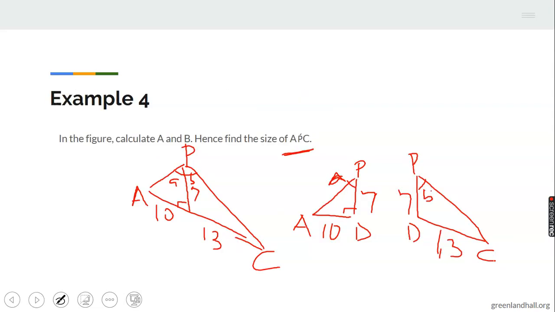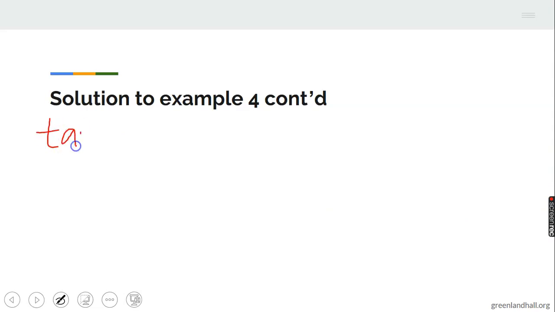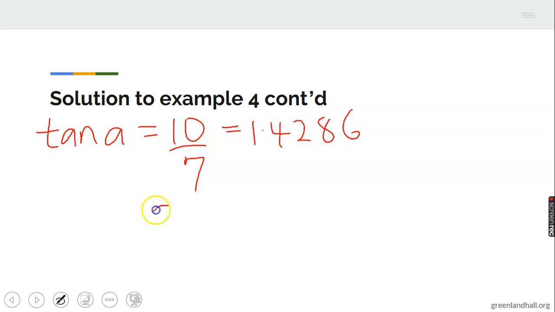Now, let's start with the first one. I'm picking this now for the first, to calculate A. So we have where the angle is facing. So 10 will be your opposite side, and 7 will be your adjacent side. So we have opposite and adjacent. What are we going to use there? Tan. That is tan of small a, the angle, equals opposite, which is 10, over adjacent, which is 7. 10 over 7 will give us 1.4286. Now you go and check your tangent table.